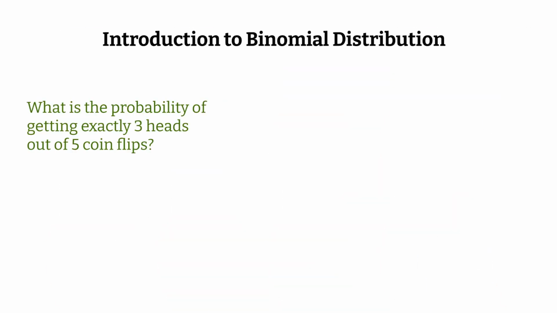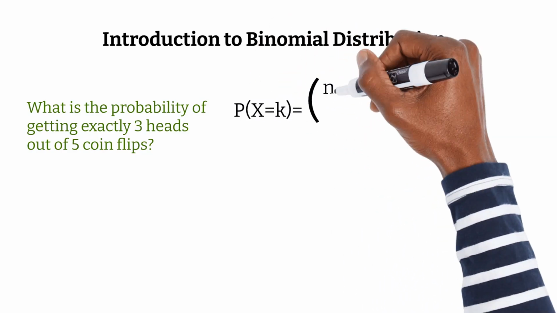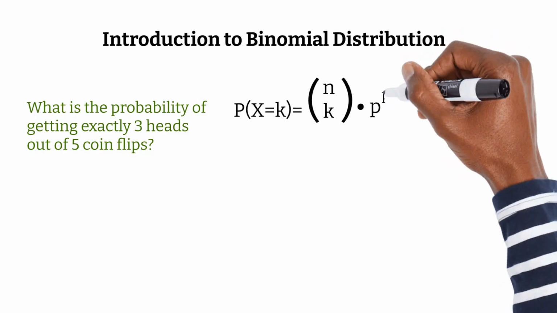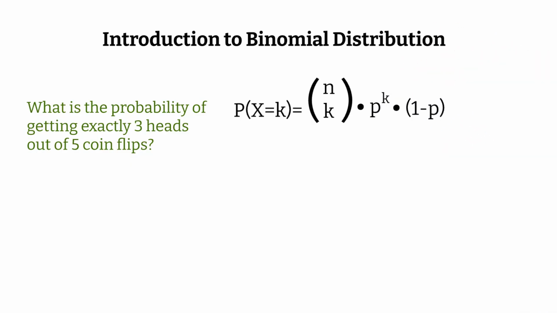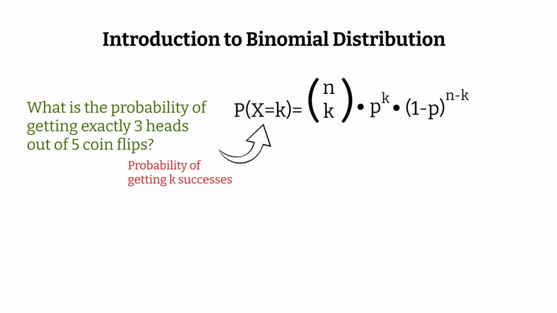Now that we have a sense of what binomial distribution is all about, we can start looking at how to calculate it. Here's the formula for binomial distribution. P of X equals k is equal to n choose k times p to the power of k times 1 minus p to the power of n minus k. P of X equals k represents the probability of getting exactly k successes in n trials. You can think of it like, what's the chance I get exactly k heads after flipping the coin n times?